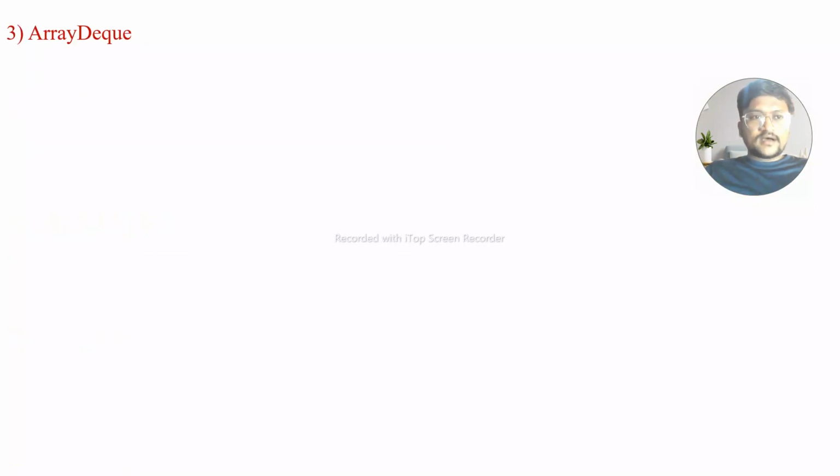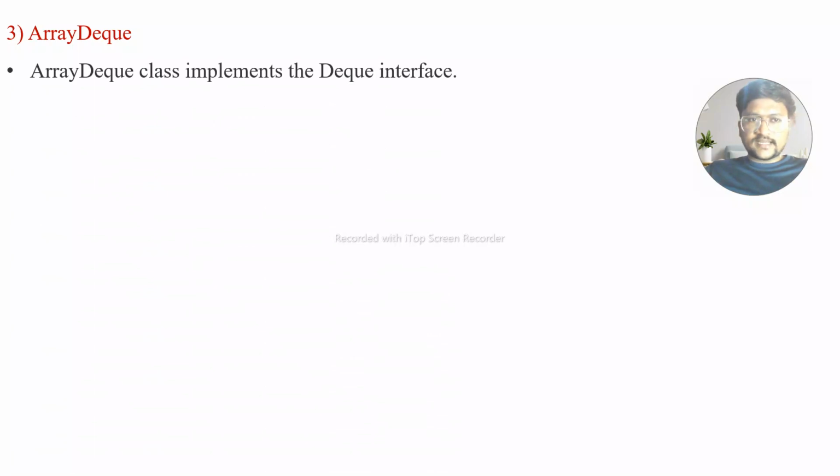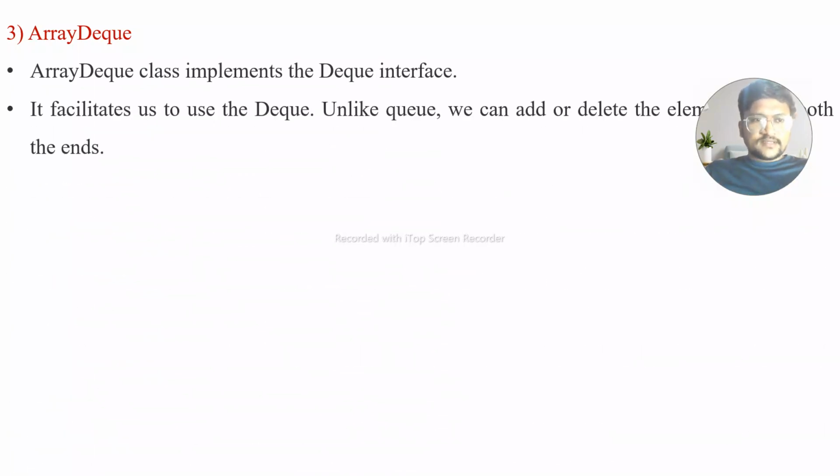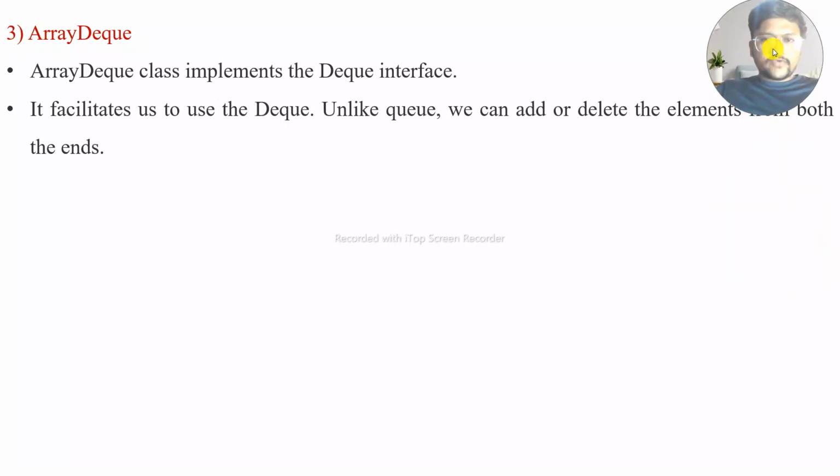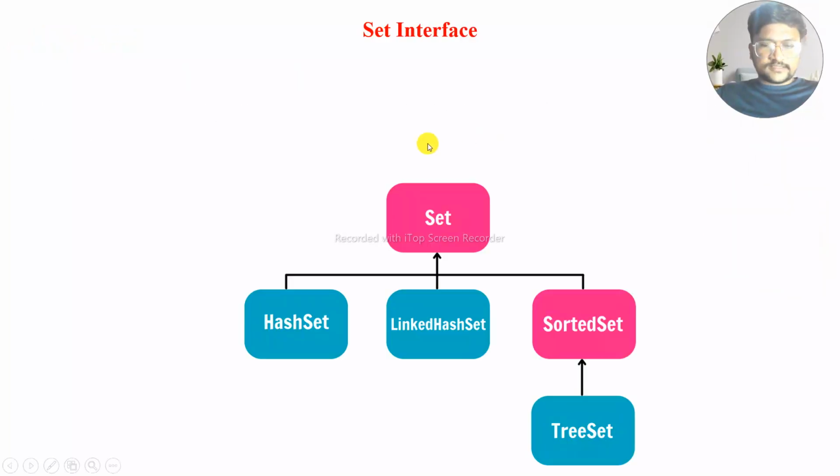Next, array DQ. So what is this array DQ? Array DQ class implements the DQ interface. It facilitates us to use the DQ. Unlike queue, we can add or delete the elements from both ends. So again in array DQ, we can add or delete elements from both ends.